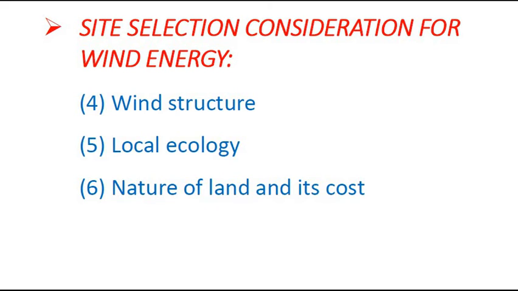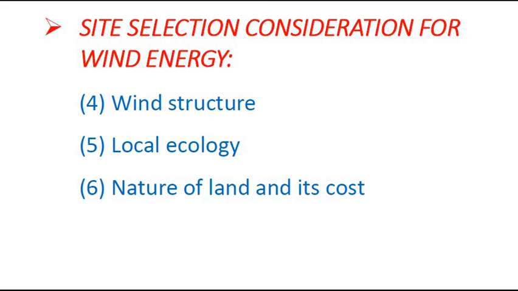Now the sixth factor, nature of land and its cost. The site selected should have high load bearing capacity. Due to this, we will reduce the cost of foundation, and the cost of the land should be low to reduce the initial cost. So the nature of land should be of high load bearing capacity, and its cost low for a lower initial or capital cost.